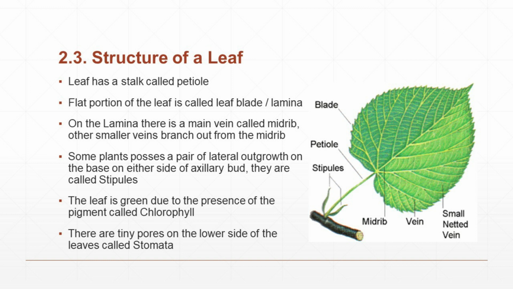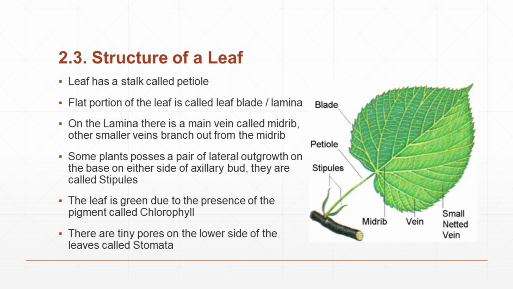Have you all been able to follow me? Look at the picture, you can understand. On the lamina, there is a main vein called the midrib. In the center of the leaf, one thick portion is there, that is called the midrib.